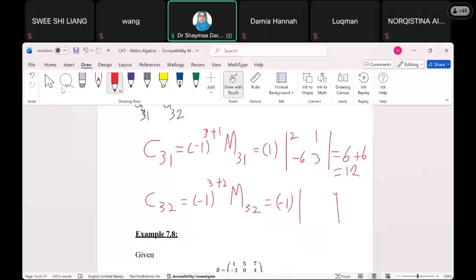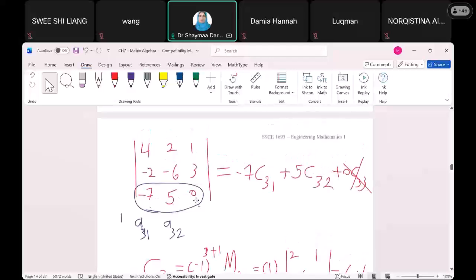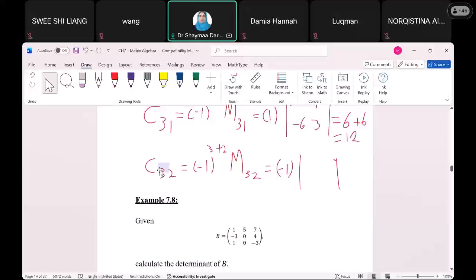Now for the cofactor 3, 2, you need to cancel the third row, second column. So 4, 1, minus 2, 3. So it will be minus 1 times 4 times 3, 12, minus 2 plus 2. So minus 14.